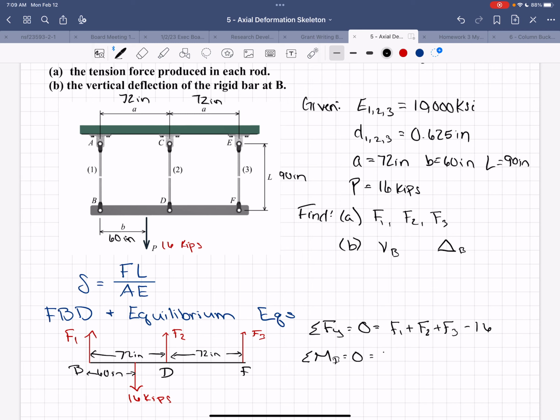So we have to take F2, it's a positive moment with the right hand sign convention, times the moment arm of 72 inches. Then we have F3, it's also a positive moment, times its moment arm of 144 inches. And then we have the 16 kip load, which is a negative moment, times its moment arm of 60 inches.